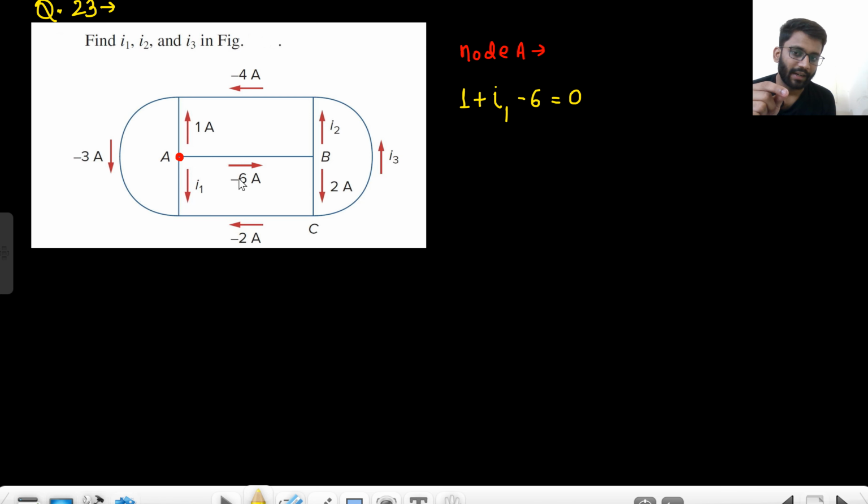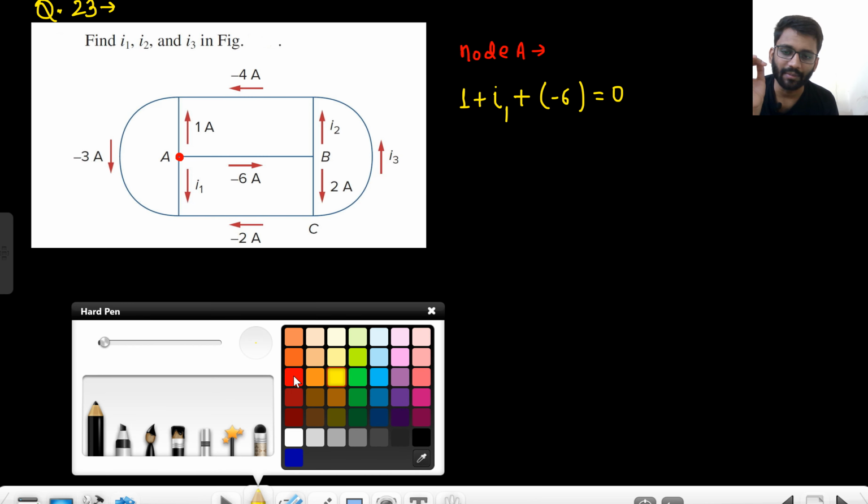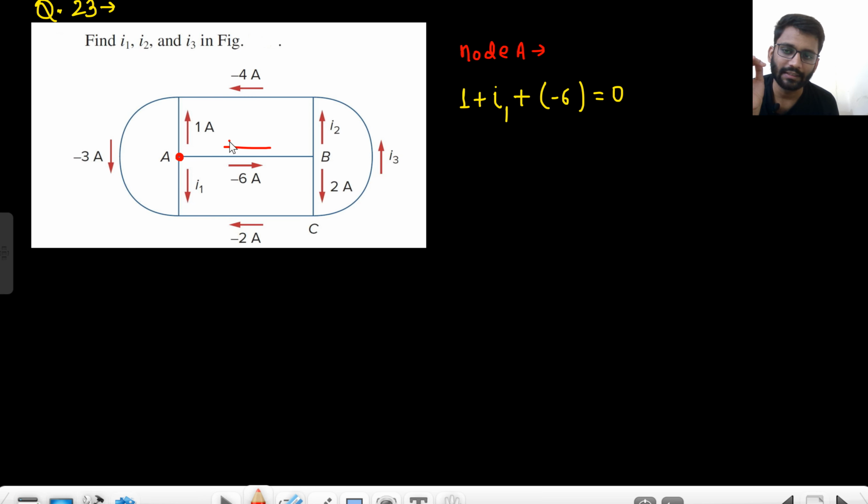Look, I didn't write it like this. I should have written it like this: minus 6 is outgoing, that means plus minus 6 is equal to 0. What do you understand by this? This 6 ampere current is incoming. So what will be the value of I1? I1 will be 5 ampere. Or how can you think? This 6 ampere is coming, 1 ampere is going here, so the rest, 5 ampere, should be going downward. That's it.